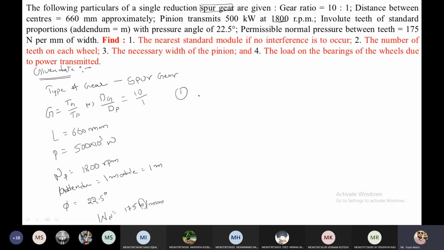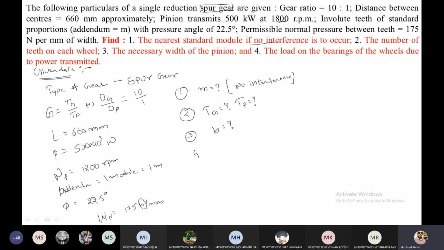the nearest standard module m, how much, if there is no interference? And the second point is the number of teeth on each wheel. TG how much? TP how much? Number of teeth on gear, number of teeth on pinion. The third question is the necessary width of the pinion. B how much? Width of the pinion is nothing but B.